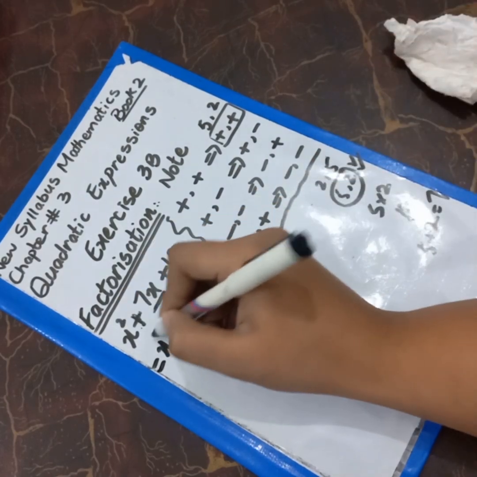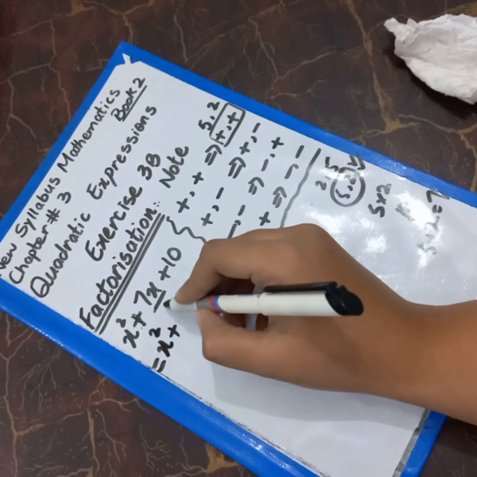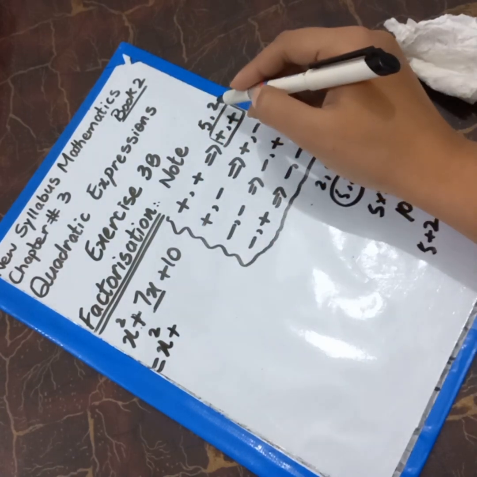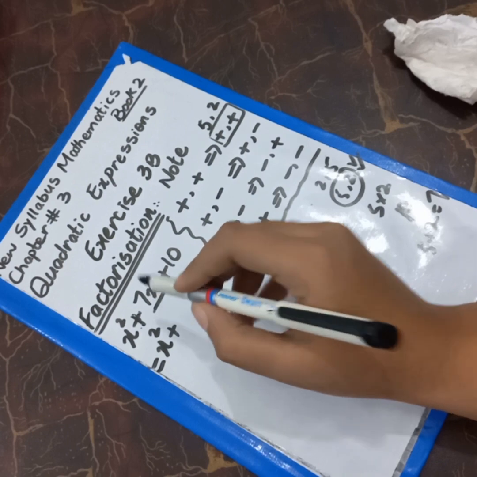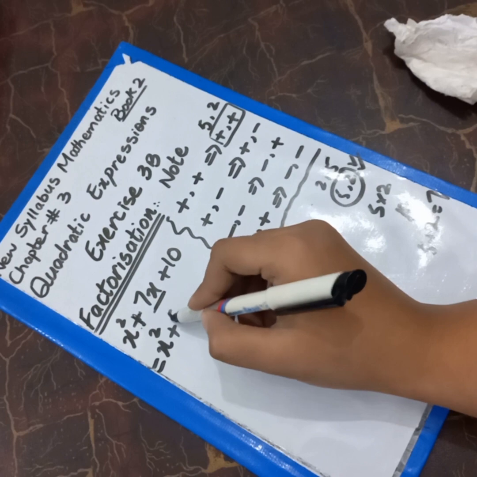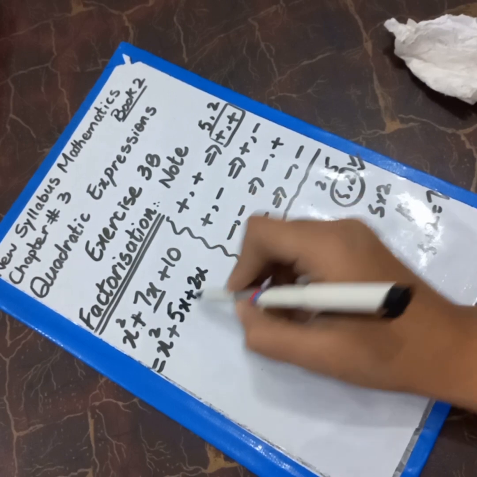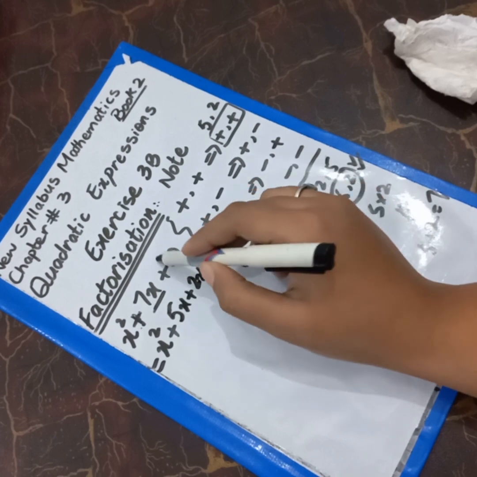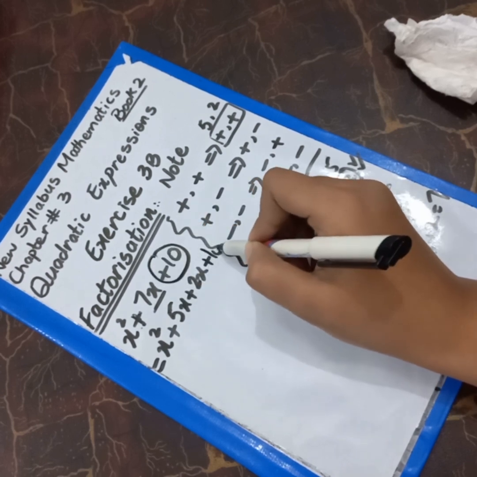So x square will come as it is. As you have split 7, so 5x plus 2x, the variable will be x because you have broken the middle term, and this is the middle term. So I can write this as 5x plus 2x. I would prefer to write the larger value first and the smaller afterwards. And this plus 10 will come down as it is along with its sign.